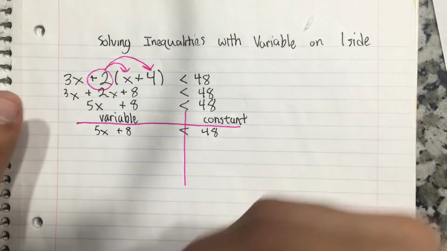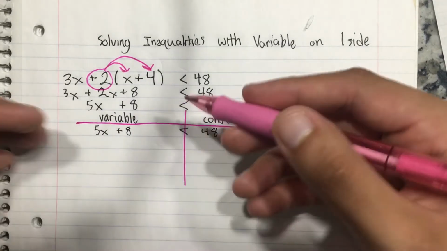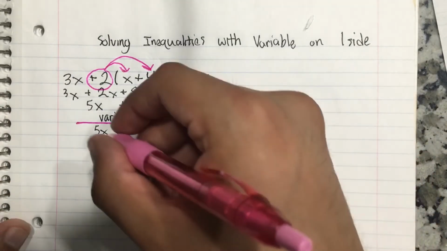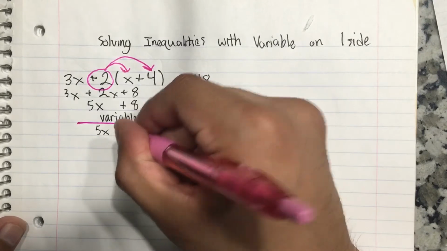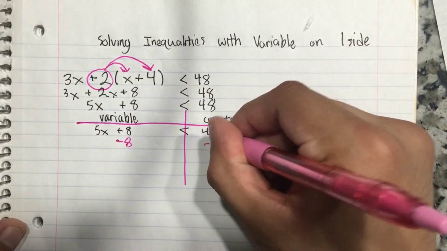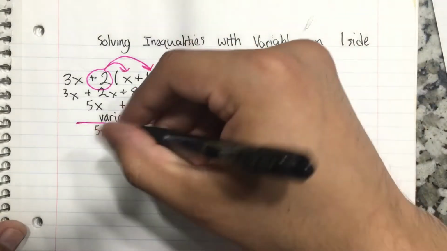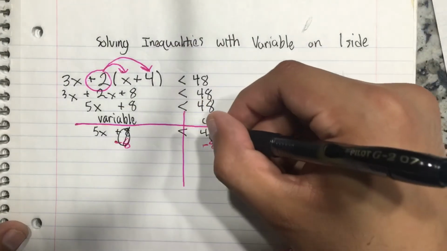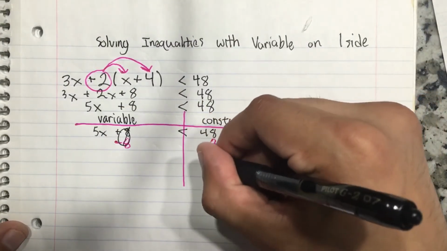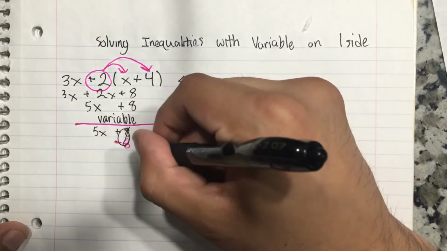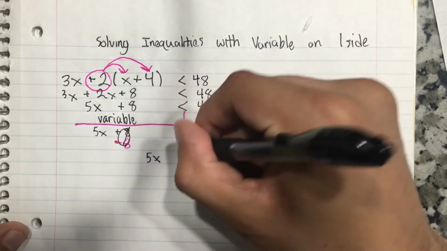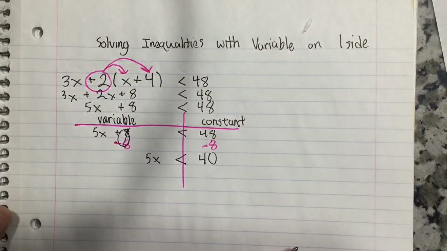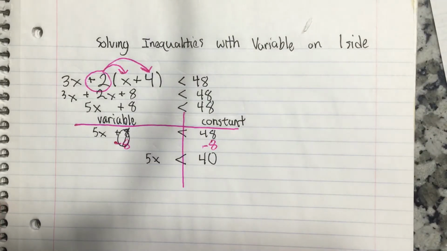Now let's do our inverse operations. We see plus 8, so the additive inverse of 8 will be to subtract 8. Subtract 8. This gives me 0, so I'm going to cross it out. That is our 0 pair. 48 minus 8 gives me 40. I'm going to drop down this 5x since we haven't done anything with it yet. It's less than.